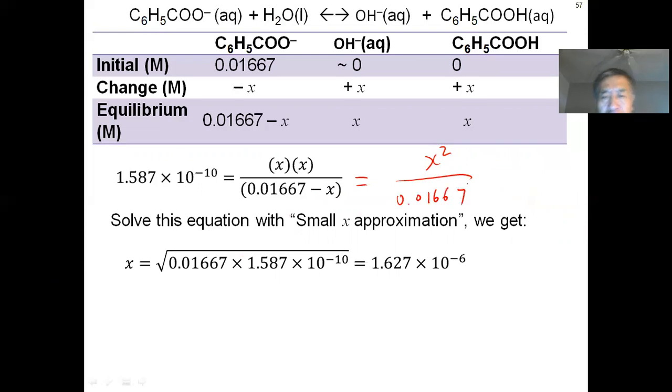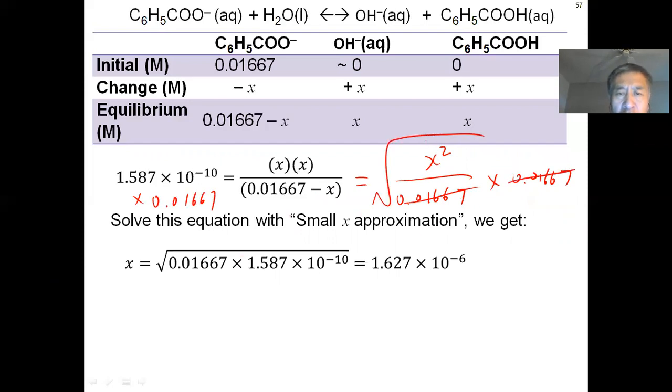0.01667. So if we multiply this 0.01667 here, and also multiply 0.01667 there, these two cancel out. Then we take the square root, so therefore we have this equation here. Then we take the square root, we get this number.